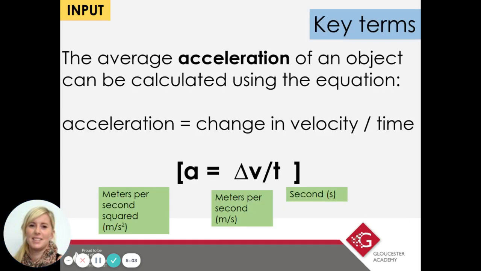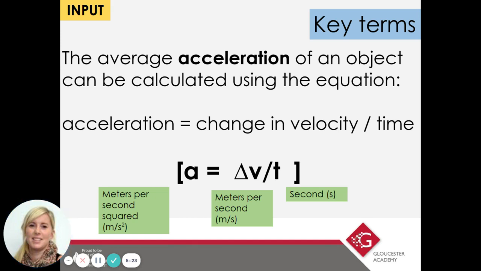Okay, so I think this would be the point to put this information on a revision card or to write down this key information. So I'd like to see this in your books, please. This is the equation for working out acceleration. So we say that acceleration is the change in velocity divided by time.